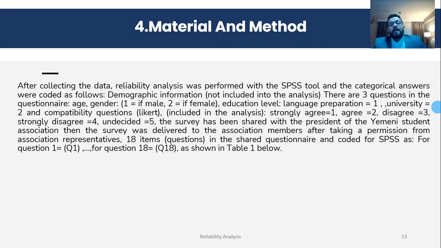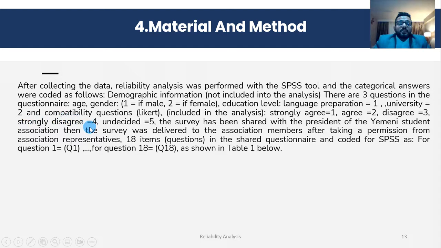After collecting the data, reliability analysis was performed with the SPSS tool, and the categorical answers were coded as follows. Demographic information is not included in the analysis. There are 3 questions in the questionnaire: age and gender. If the answer is male, we will use 1. If the answer is female, we'll use 2 in the SPSS program. Education level: if the answer is language preparation, we'll use 1, and if the answer is university, we'll use 2 in the SPSS program.